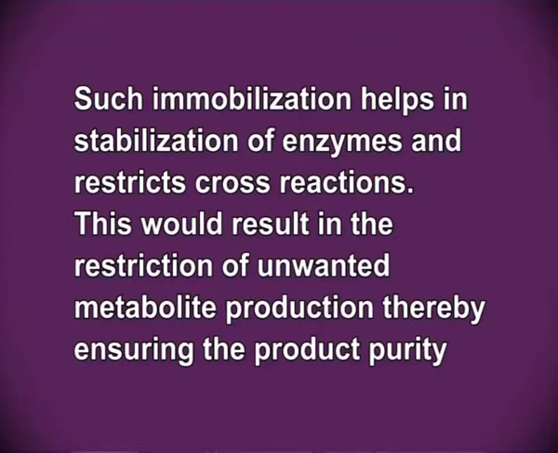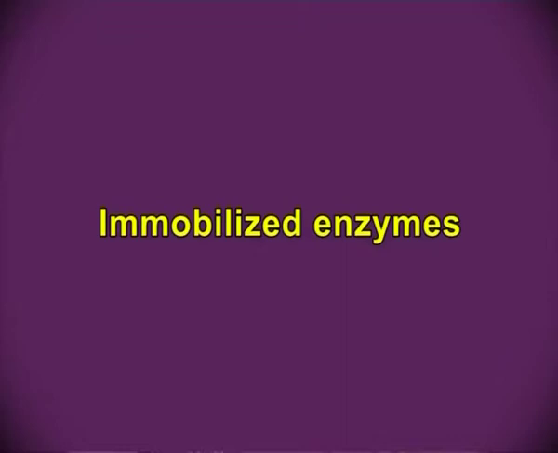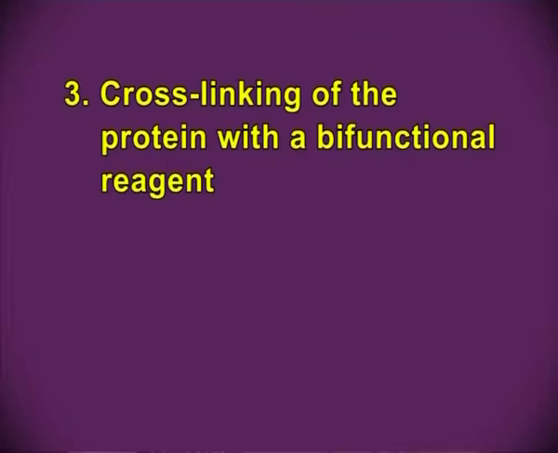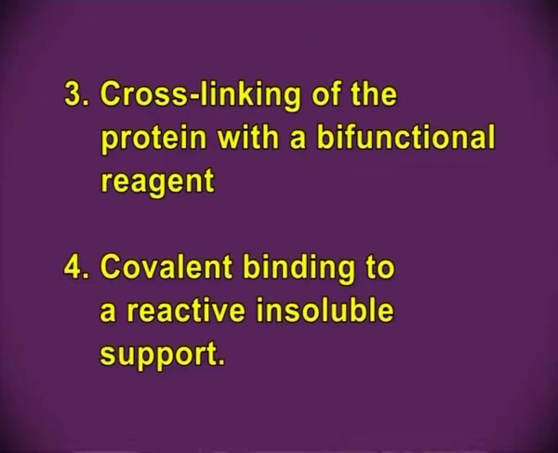Let's learn about the methods used for the immobilization of enzymes. Immobilization of enzymes falls into four main categories. Number one, physical adsorption onto an inert carrier. Number two, encapsulation. Number three, cross-linking of the protein with a bifunctional reagent. And number four, covalent binding to a reactive insoluble support.